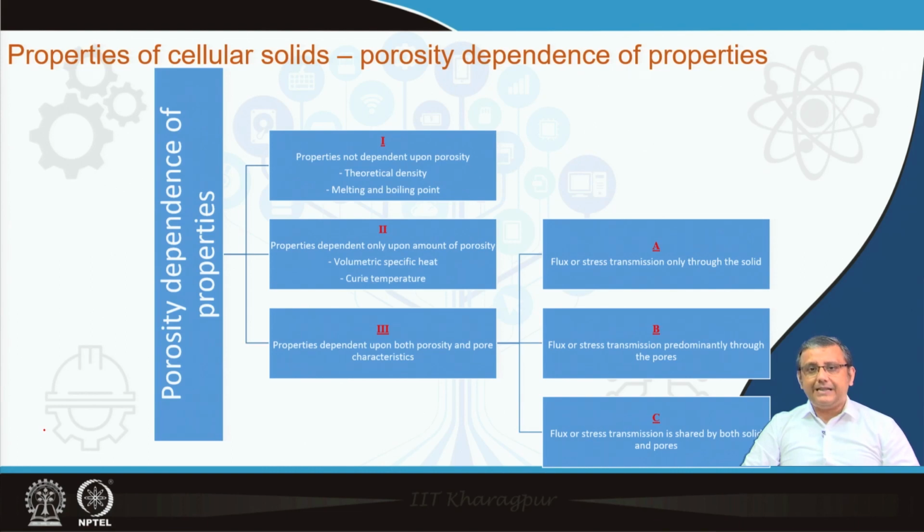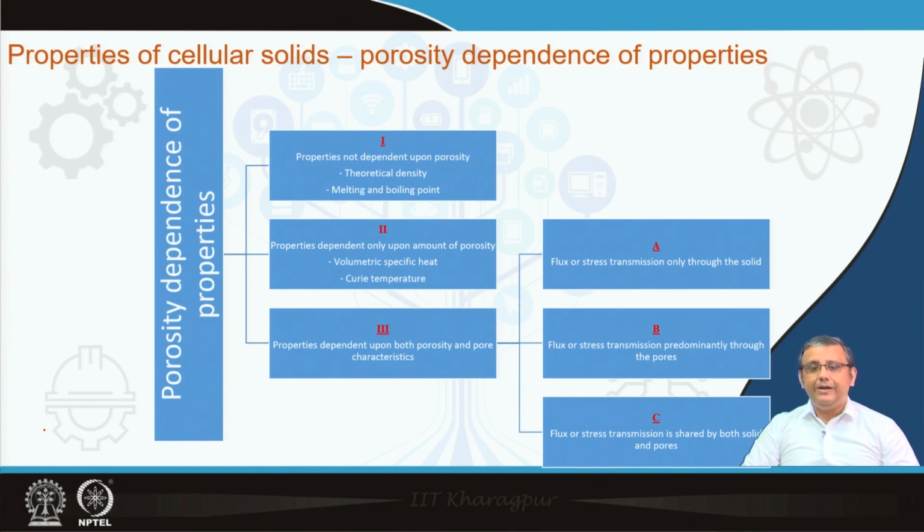In the second group, where we have properties which depend only on the amount of porosity, they are properties like the volumetric specific heat or the Curie temperature. That means, these properties depend upon the porosity, but here the pore shape and its distribution or morphology play no role. It is only the amount of the pores which is the most important. And for the third scenario, where the properties depend upon both the porosity and pore characteristics, most of the mechanical and thermal properties actually fall in this category.